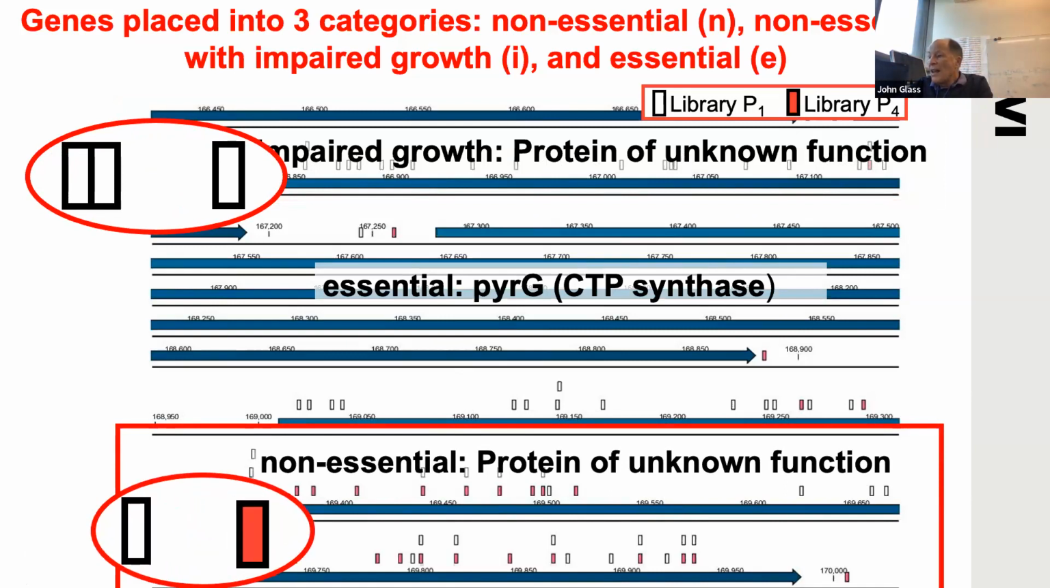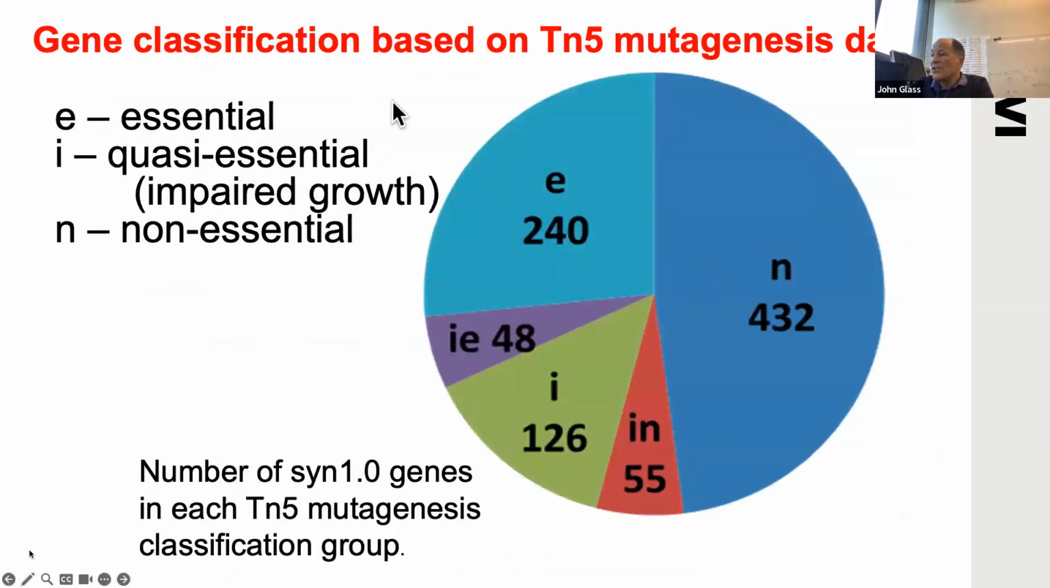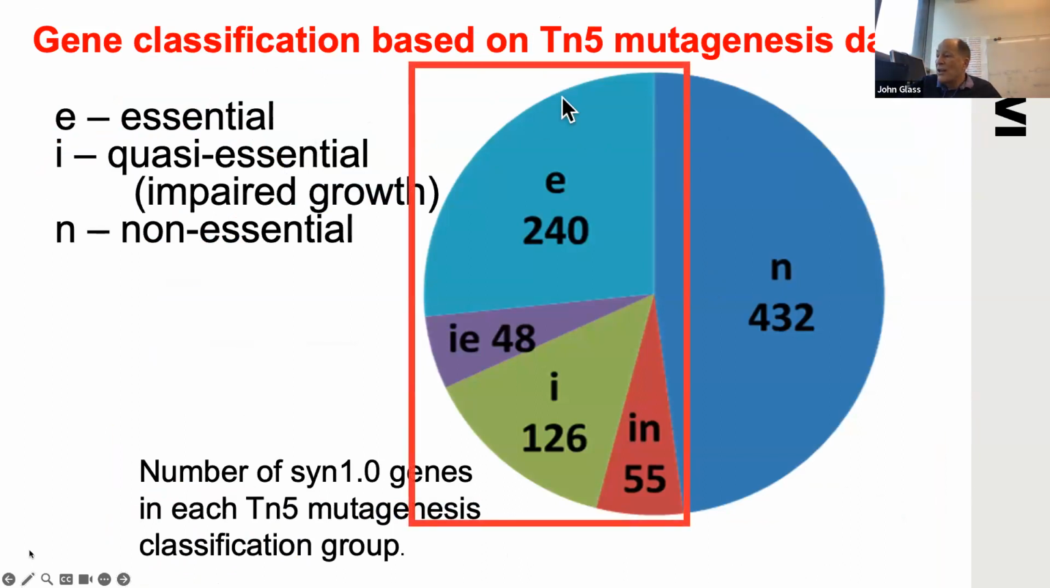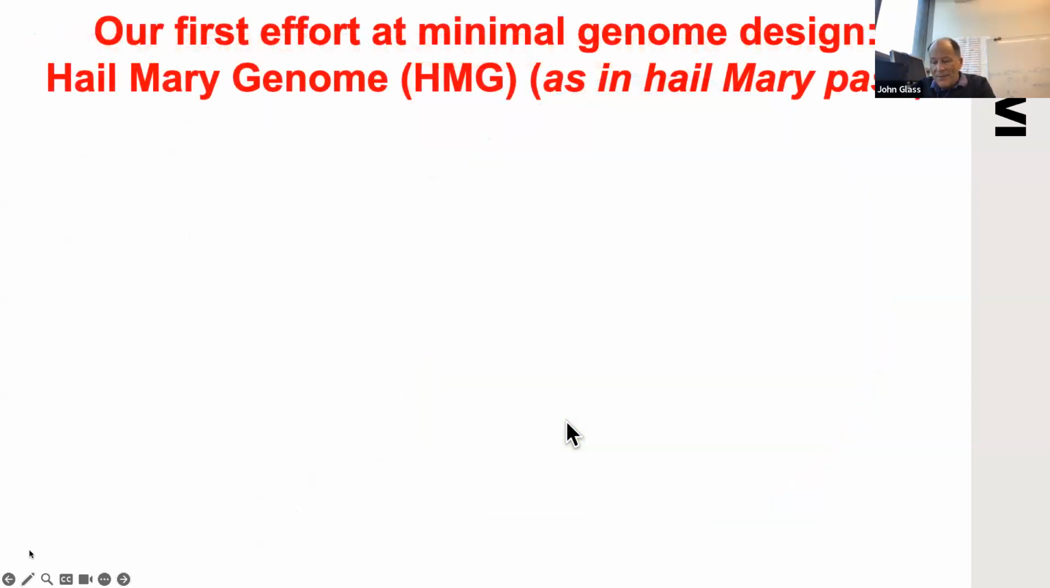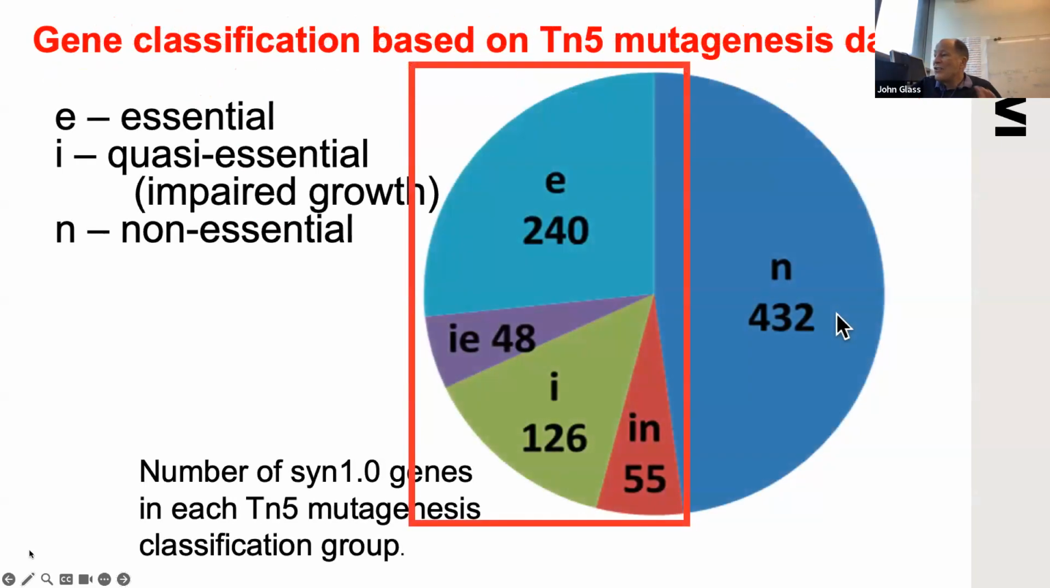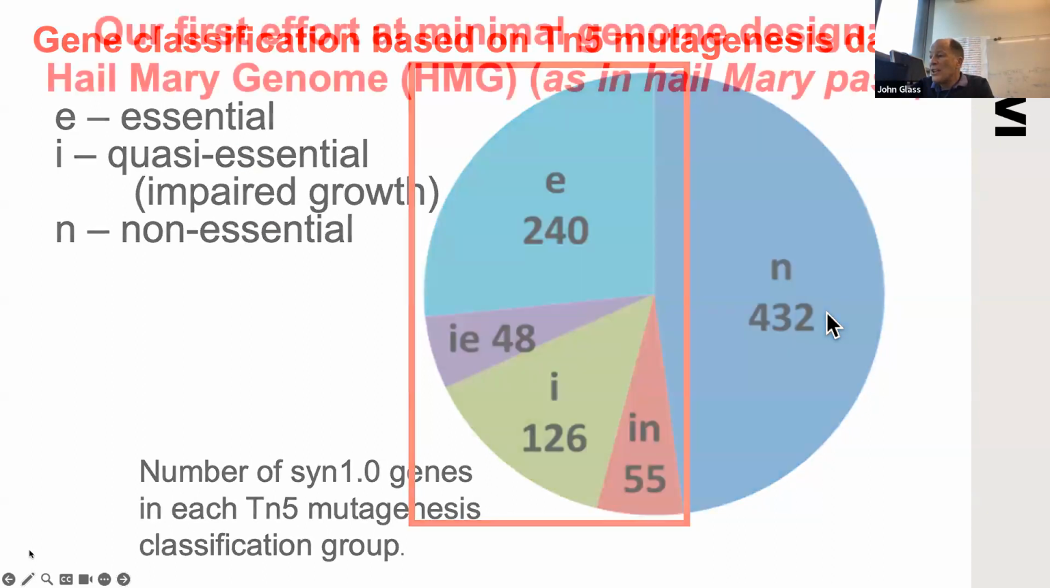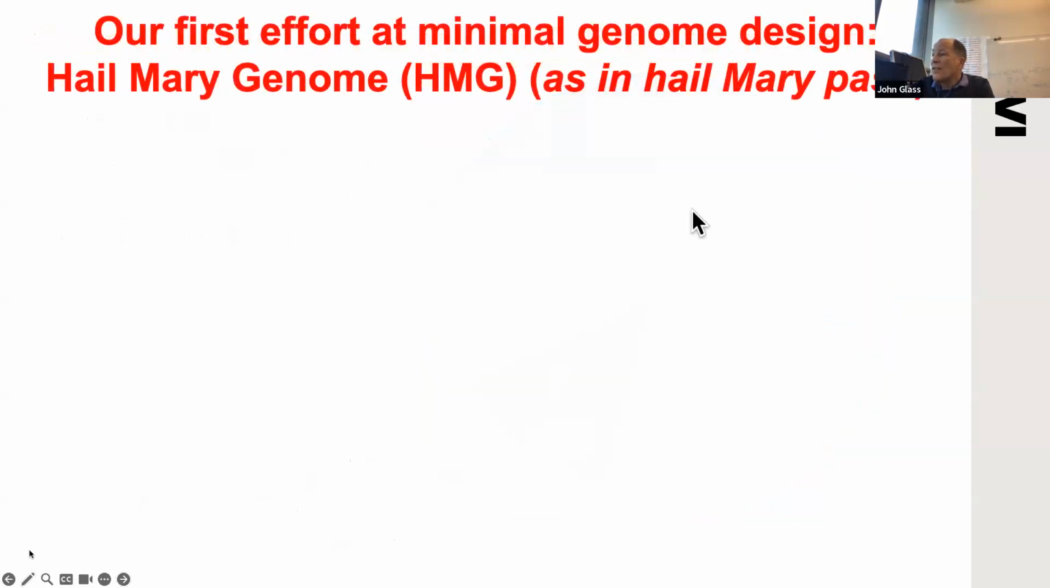What we found is that about half the genome is either essential or quasi-essential, meaning that the gene is necessary for rapid growth, and half the genome is not essential. And what we then did was build a genome based on the genes that were essential or quasi-essential. It's an interesting story.